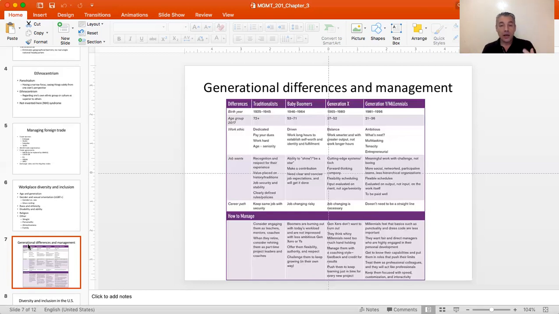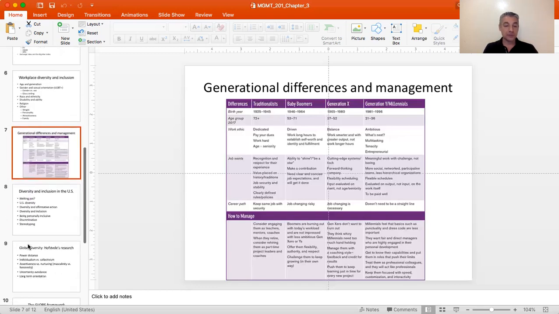And so how you manage those groups is a non-trivial question. So I encourage you to check your textbook, which does provide some advice to that effect. But definitely, you will cover that to a much larger extent in your HR classes, which will be taken later on.